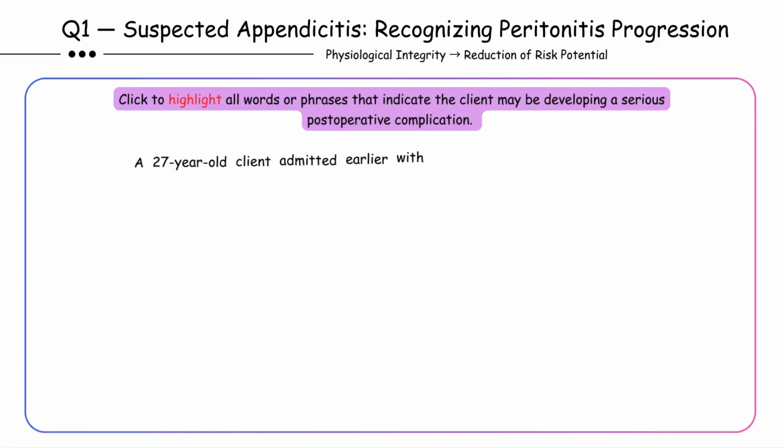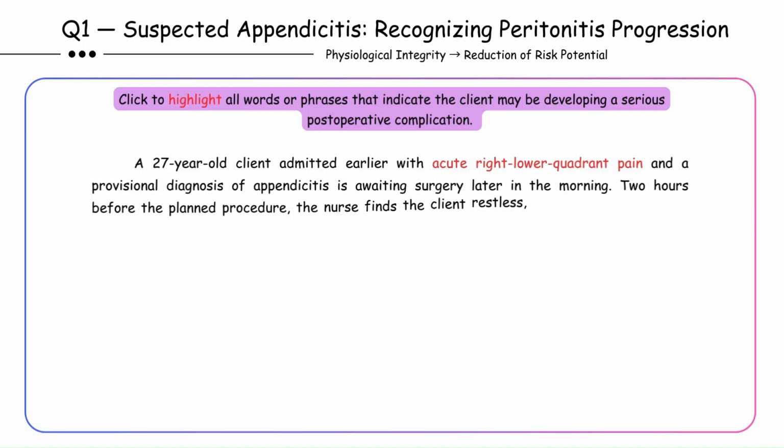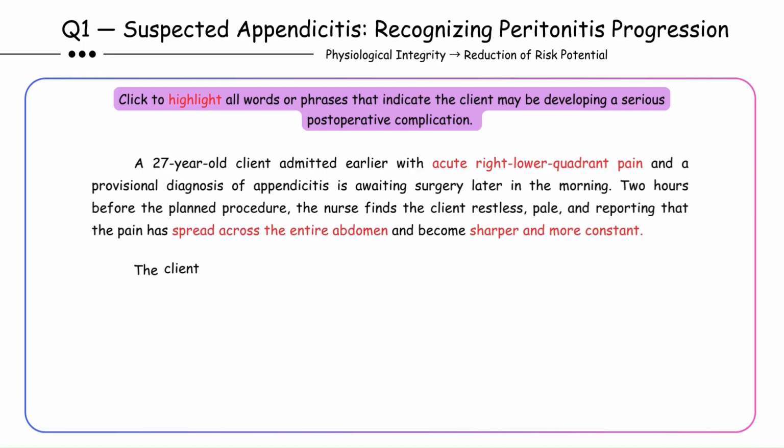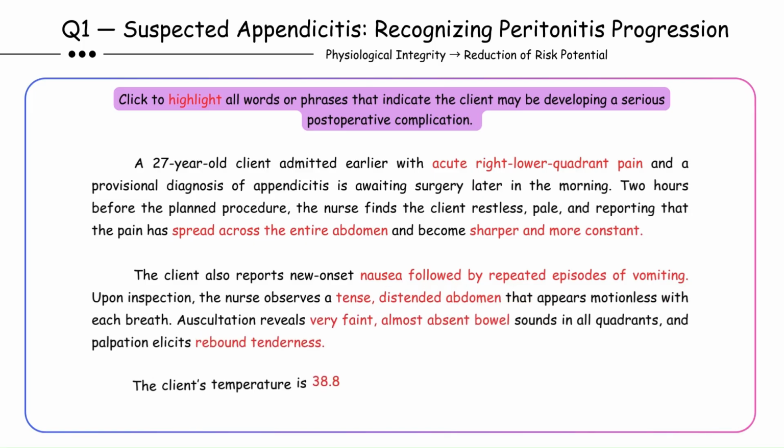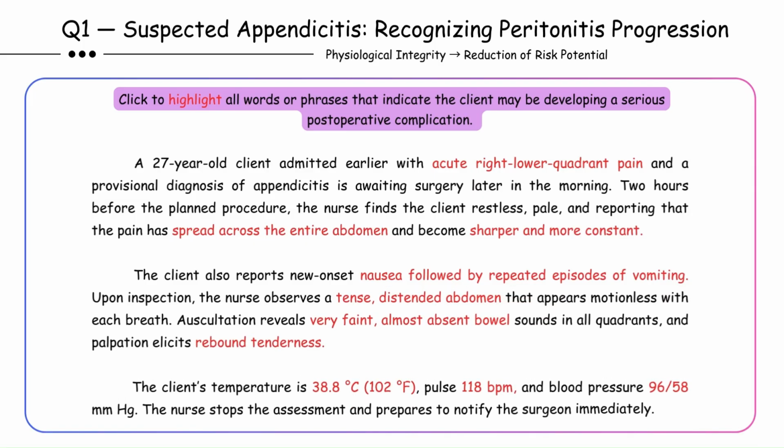A 27-year-old client was admitted earlier with acute right lower quadrant pain and a provisional diagnosis of appendicitis. Surgery is scheduled later in the morning. 2 hours before the planned procedure, the nurse finds the client restless and pale. The pain, which was once localized, has now spread across the entire abdomen. It has become sharper and more constant. The client reports new nausea followed by repeated vomiting.